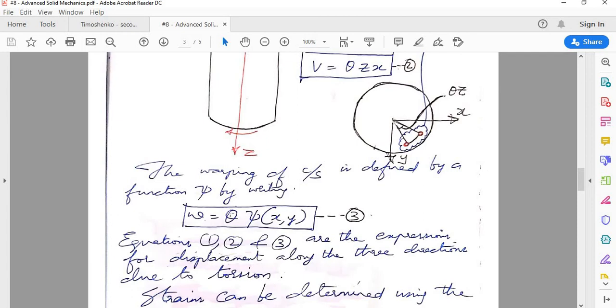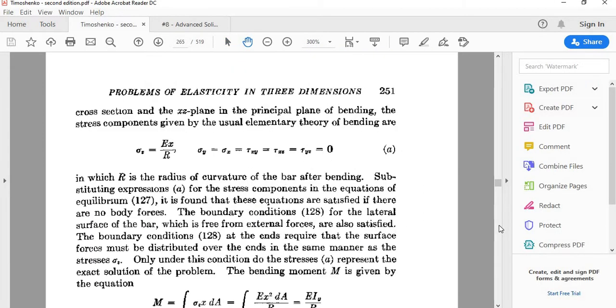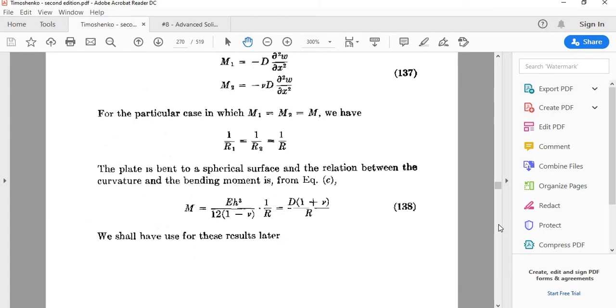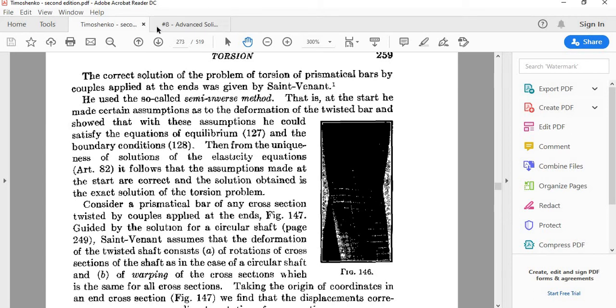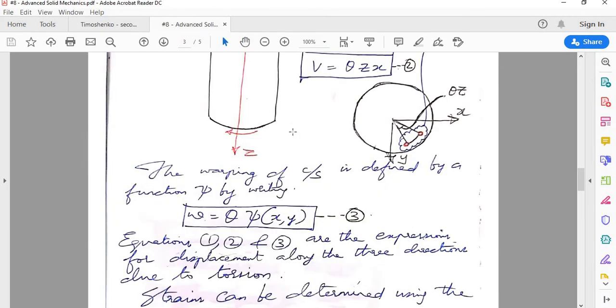One more thing that was seen is that this warping is not uniform throughout the cross section. It varies with the location on the cross section. Even if you just try to imagine it in a simple way, it is proportional to twist and proportional to some function. For the most general case, you can imagine that the function is some function of x and y. So this is the displacement along the z direction.